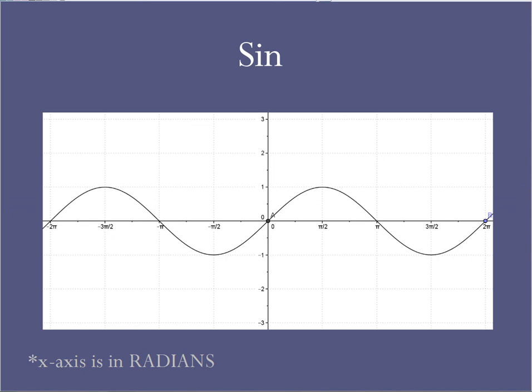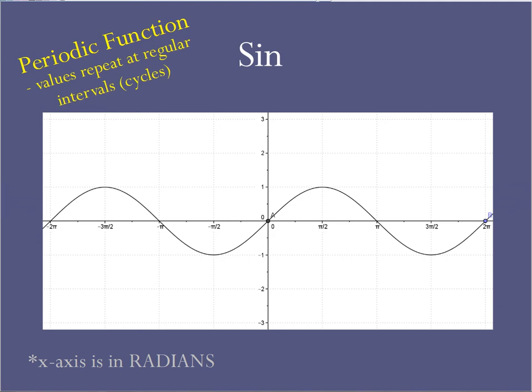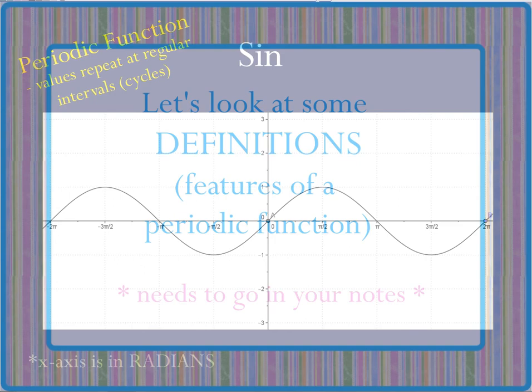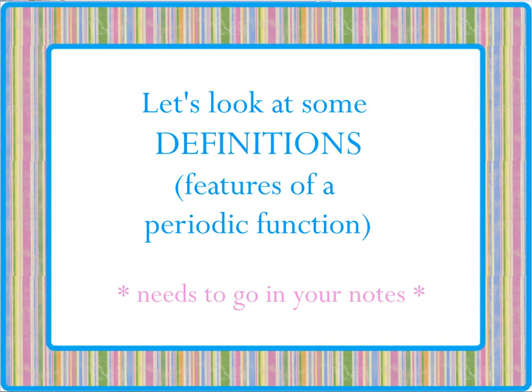So the next thing we're going to do is tell you that this is called a periodic function. A periodic function has values that repeat at regular intervals. Those intervals are called cycles. Since this is going to have the same pattern at the same distance each time, that's called a periodic function. So now let's go through some definitions. These will definitely need to go in your notes.